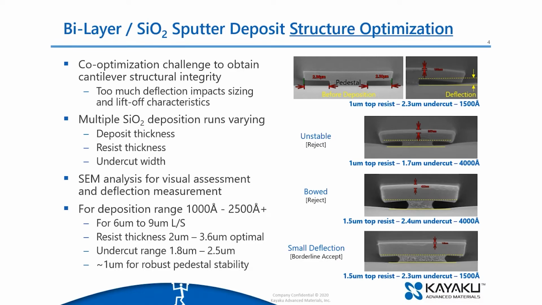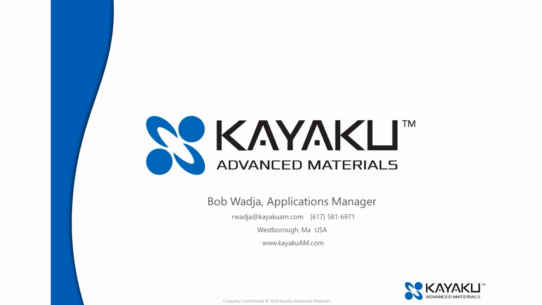And for the deposition ranges that we initially looked at, which was about 1,000 to 2,500 angstroms, looking at 6 micron to 9 micron lines and spacings, we were able to get pretty stable structures with a range of about 2 to 3.6 micron top resist thicknesses, with undercut ranges of 1.8 to 2.5 microns. The pedestal is a critical element in the stability of the structure, and our findings indicated that down to just below about 1 micron, we were able to get high stability geometry.